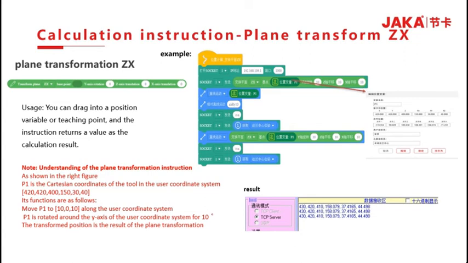The following figures show a result received by the socket. We can see that the result is the same 3 times. The interpolation of a plane change destination is shown in an example on the right. P1 is the Cartesian coordinate of the tool in user coordinates. Its function is to translate P1 along the X and Z direction of the user coordinate system by 10 mm, and then move P1 around the y-axis of the user coordinate system, rotated by 10 degrees, and the changed position is the result of the plane transformation.